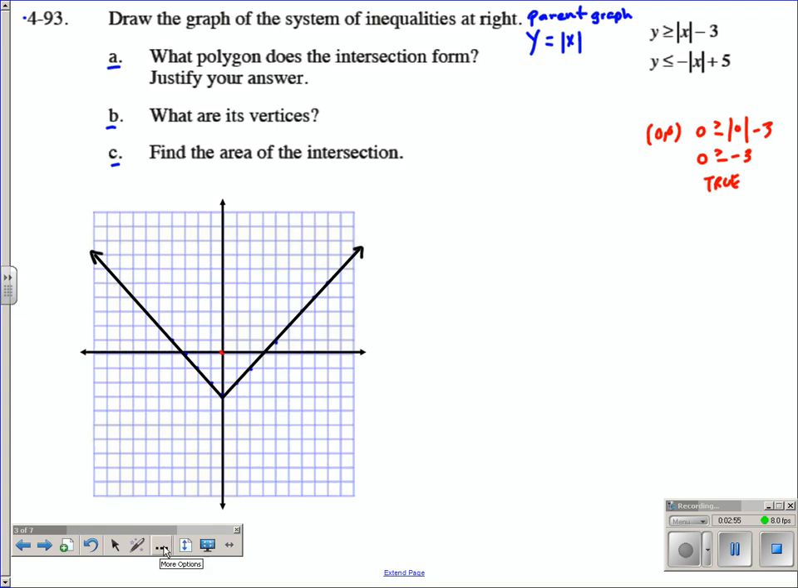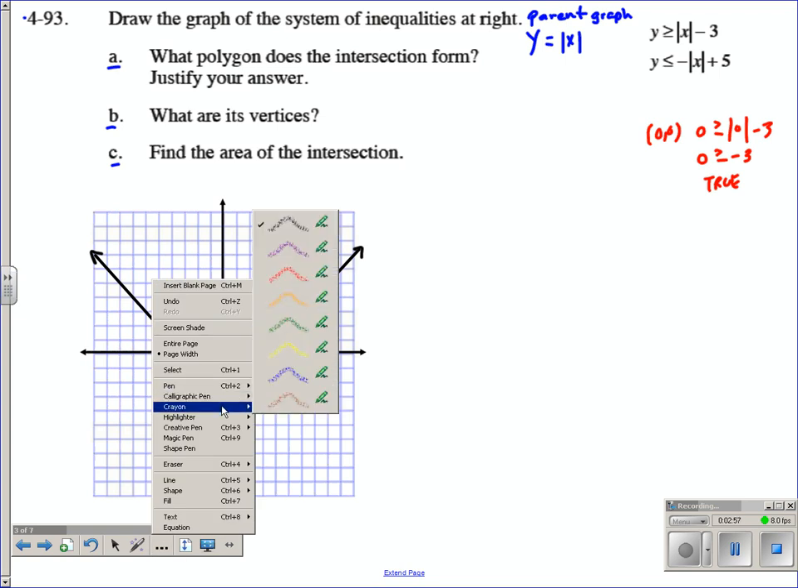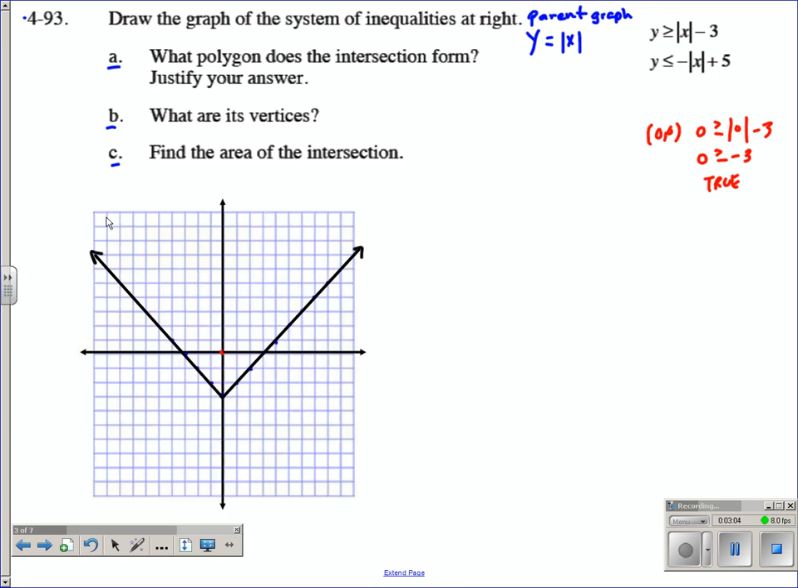To shade, I'm going to use my crayon. Let's shade that in kind of a blue color here. So we're shading on this side of our absolute value function, representing all the outputs that are greater than the absolute value of x minus 3. All right, I won't spend forever coloring here, even though I do enjoy it.